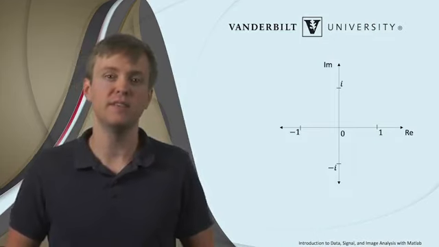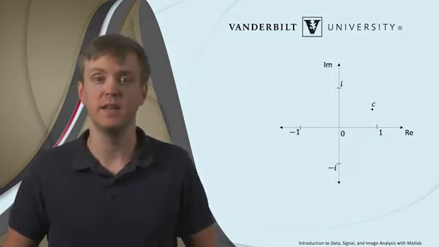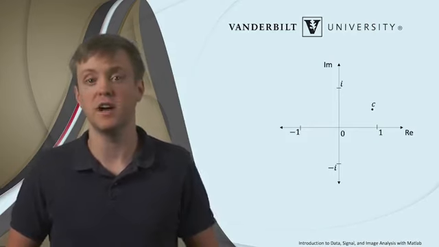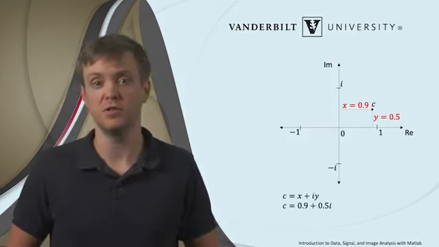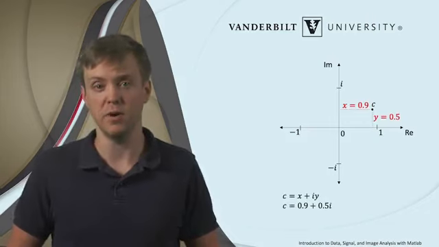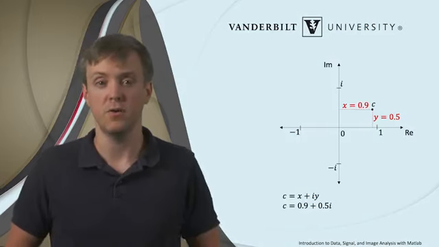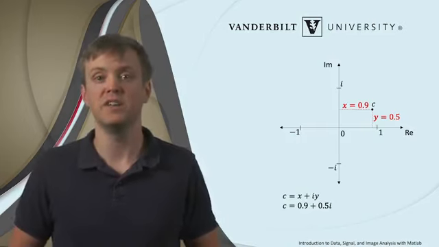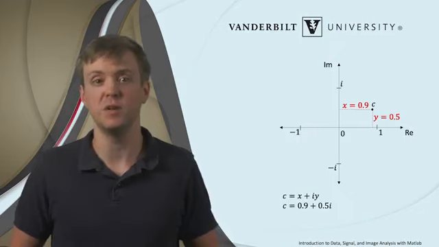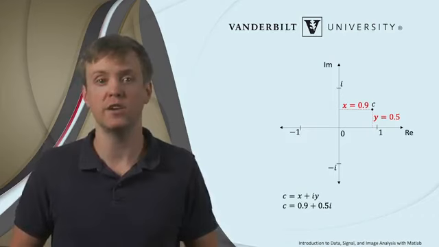An example would be this complex number c. It falls at this location in the complex plane. Its position is defined by both its real part, which is x equals 0.9, and its imaginary part, which is y equals 0.5. So, c equals 0.9 plus 0.5i. In general, we can define any complex number c as being equal to x plus i times y, where x and y are any real numbers.